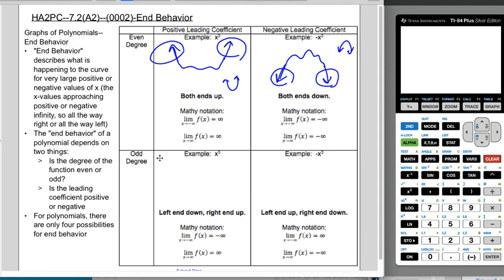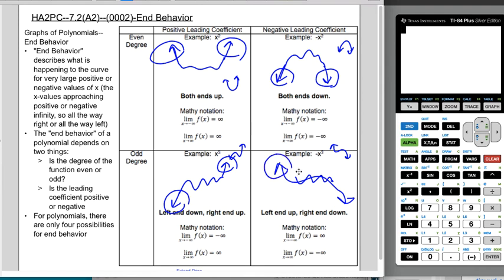For an odd degree, the easiest examples are x cubed and negative x cubed. If you picture a positive x cubed, it looks like this, and if you picture a negative x cubed, it looks like this, and that pretty much encapsulates everything you need to know about this. A positive leading coefficient and an odd degree polynomial is going to have the left end down and the right end up, and it doesn't really matter what happens in the middle because it's end behavior, so we only care about the two ends. The same thing is going to be true in the other direction. Again, we don't really care about the squiggles in the middle.